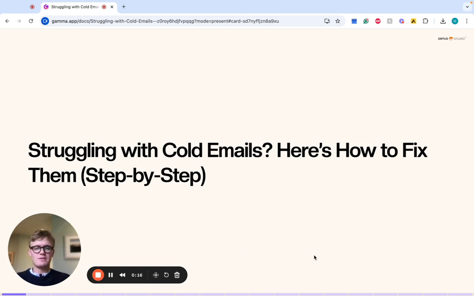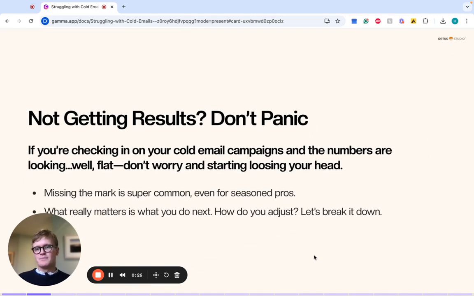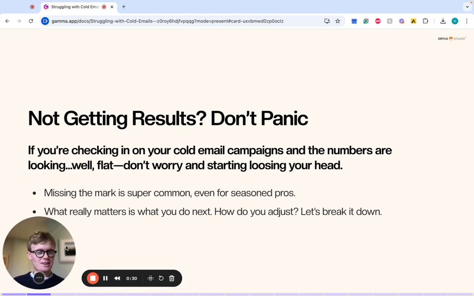Okay, so if you're struggling in cold email, this is the process I go through on how to fix and optimize your campaigns. So if you're checking into your cold email campaigns and let's say the numbers aren't looking well, they're looking flat, don't worry, don't lose your head. Missing the mark is super common, and even the seasoned pros experience this.